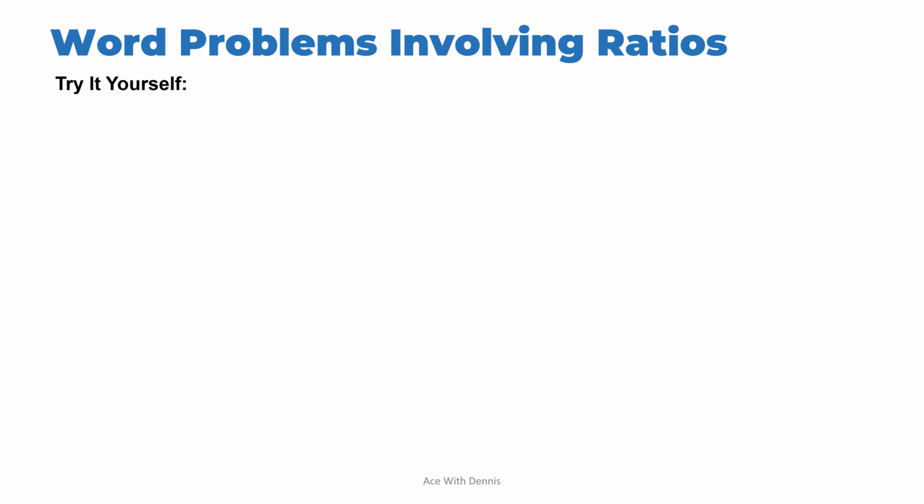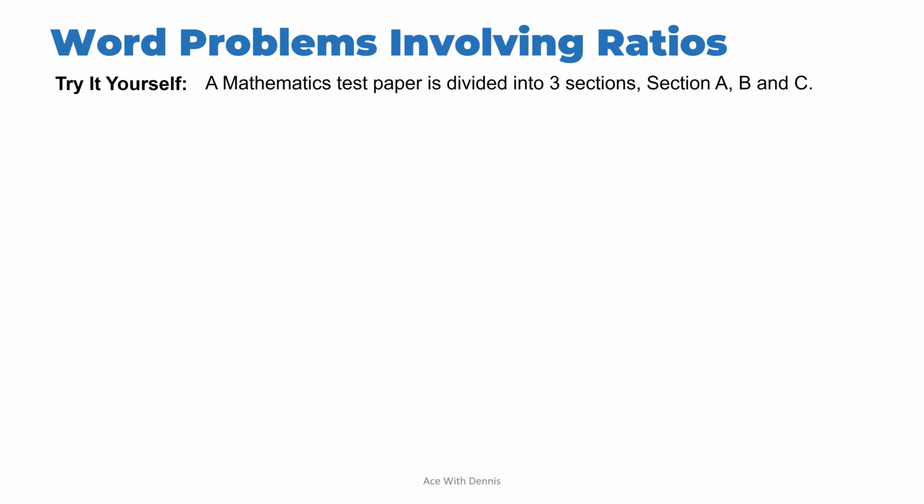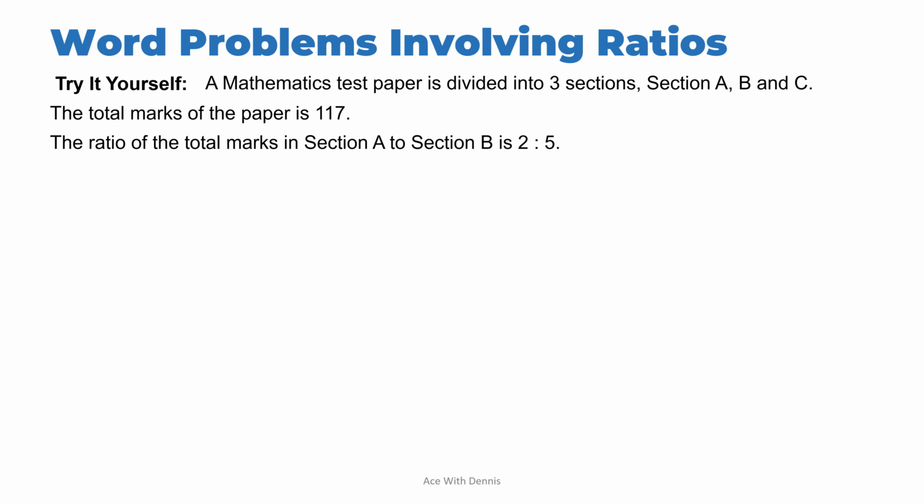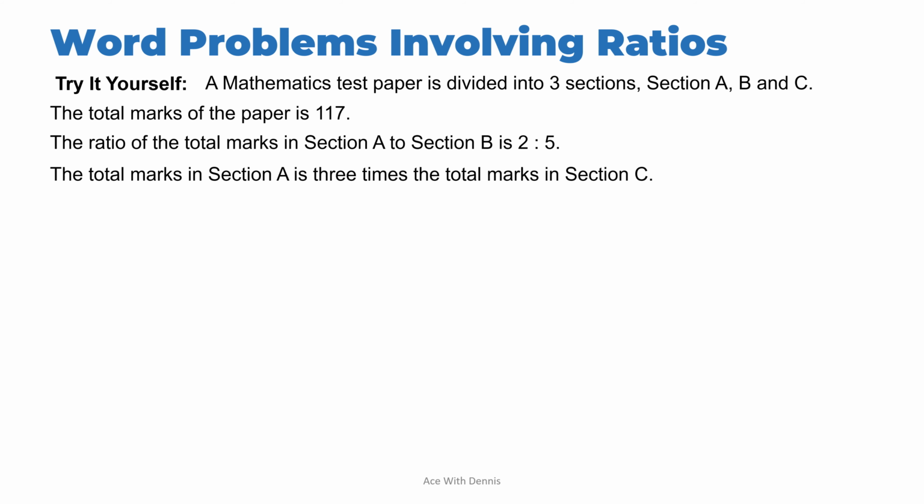Let's try this similar example yourself. A mathematics test paper is divided into 3 sections, section A, B, and C. The total marks of the paper is 117. The ratio of the total marks in section A to section B is 2 to 5. The total marks in section A is 3 times the total marks in section C. Find the total marks for each section. You can pause the video and try to find the answer yourself.